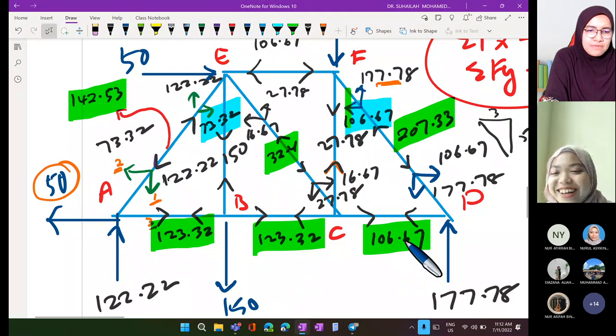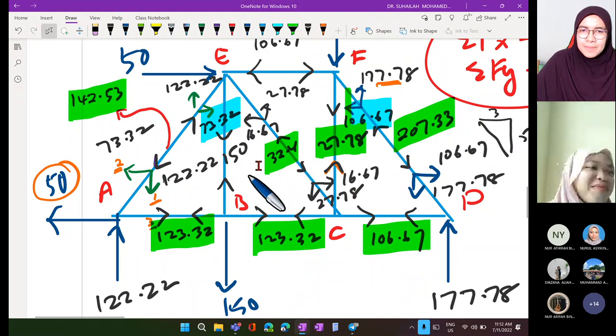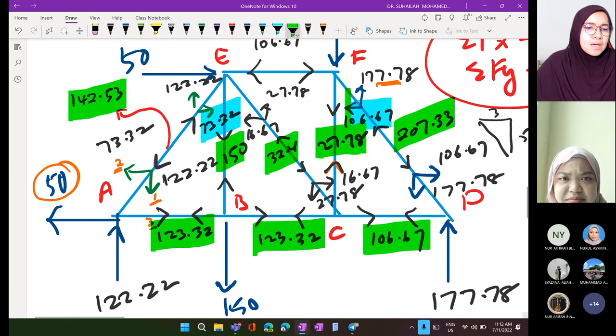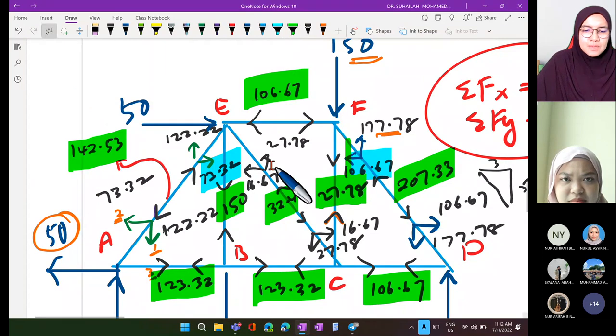Okay, for CF it is positive 27.78. For CE it is negative 32.4. BE is positive 150. EF is negative 106.67. Ada lagi. How many members? 9, right? Just now, 9. 1, 2, 3, 4, 5, 6, 7, 8, 9. So, 9 members.